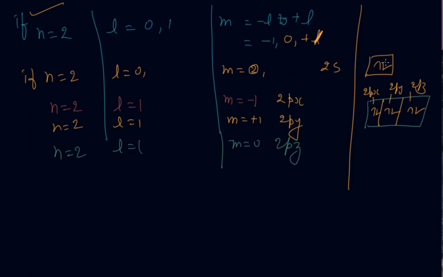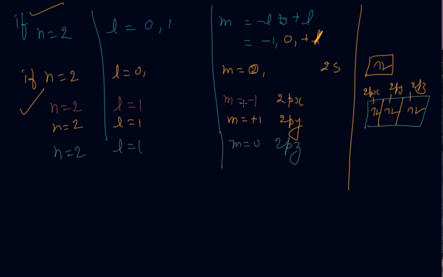And in 2s orbital, 2 electrons are present. One is positive spin, one is negative spin. Positive goes clockwise and negative goes anti-clockwise. Another case: if n is equal to 2, then l is equal to 1, m is equal to minus 1.